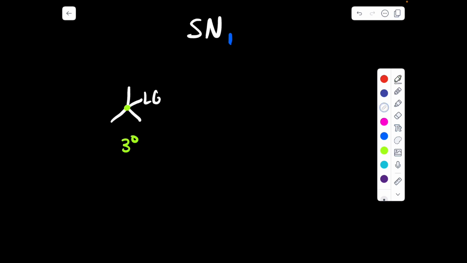And this is because, well, the first step is that the leaving group leaves, right? So it takes its 2 electrons and it goes peace out. And we get this carbocation. So what makes a carbocation stable? Well, the more alkyl groups that are attached to this carbocation will stabilize this positive charge.